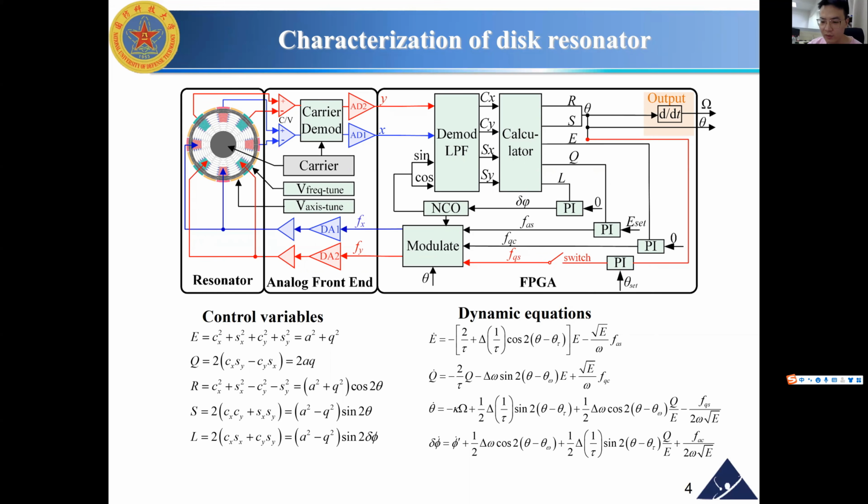There are 3 control loops in this whole angle system. The A represents energy, which is kept as constant by the energy control loop. Q represents the quadrature, which is nulled by the quadrature control loop, and delta phi represents the phase difference between detection and action, which is used in the phase lock loop. The pattern angle theta can be calculated from the 0.5 arctangent of S divided by R.